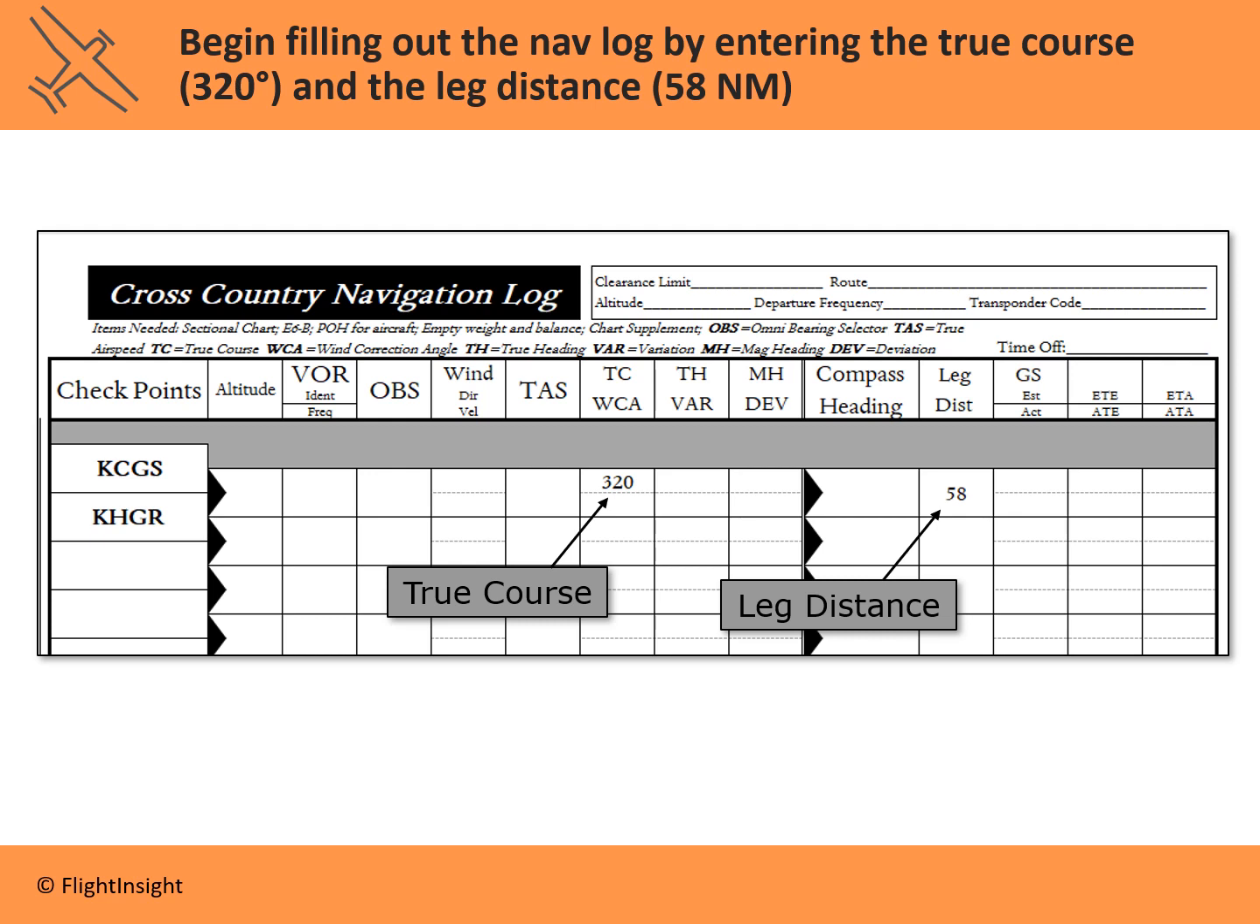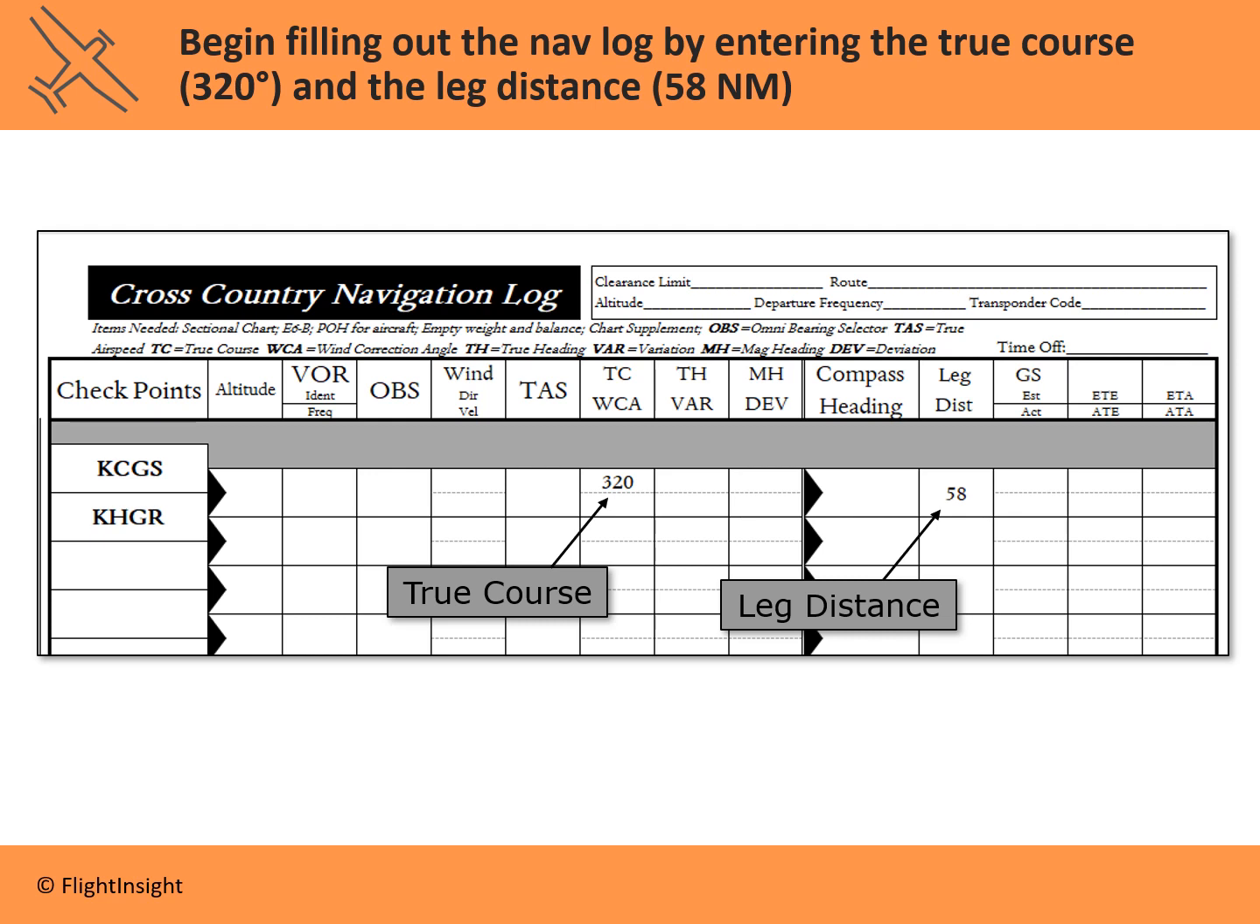And what we can do is we can start writing these into our NavLog. So true course is going to go in that upper box in that column there that corresponds to TC, and then the leg distance is going to go in as 58. Notice what I did on the left too. I've got my 2 checkpoints in there. I've got KCGS for College Park and KHGR for Hagerstown.